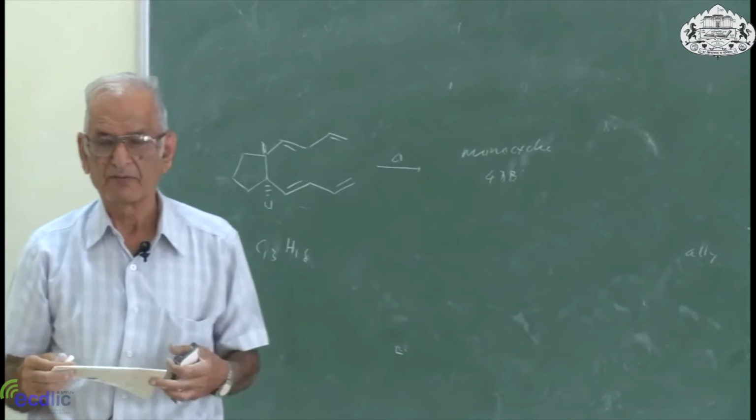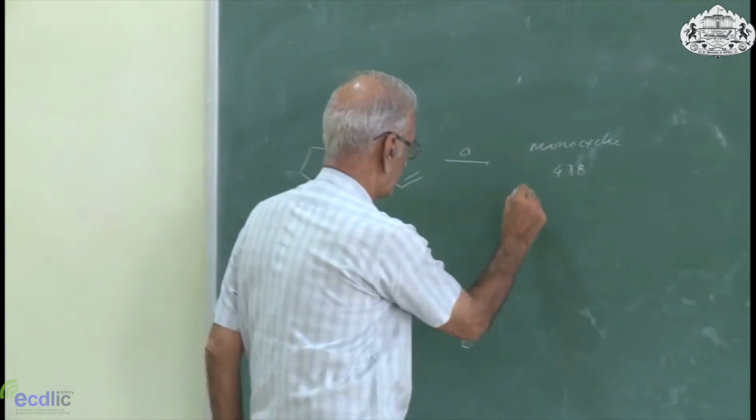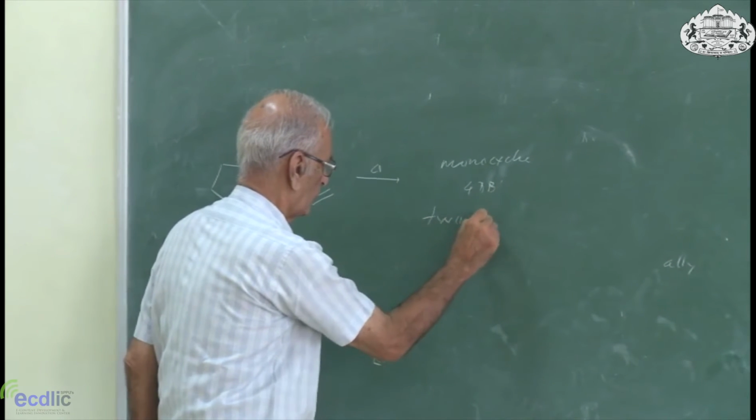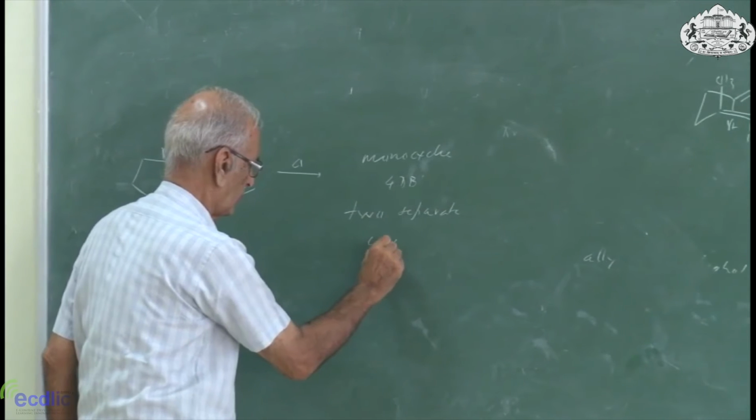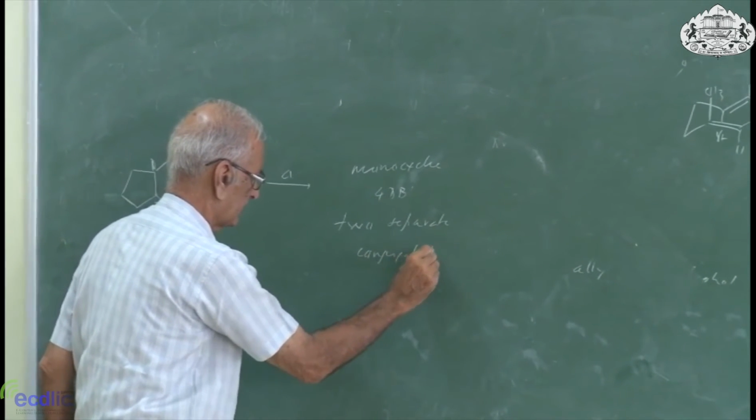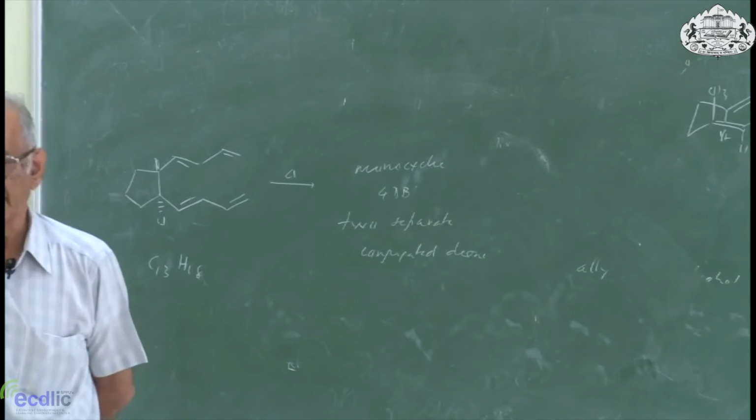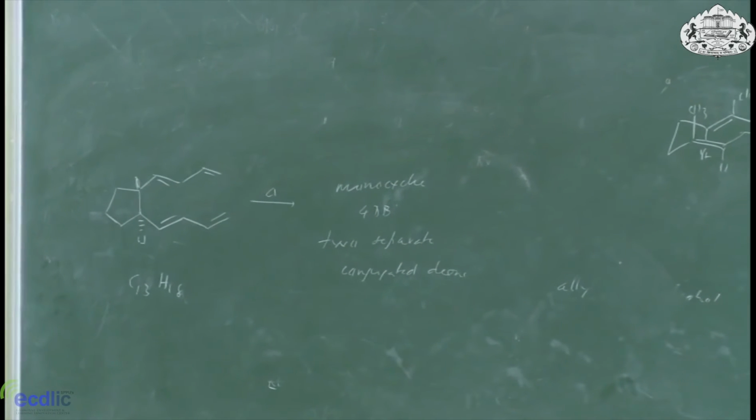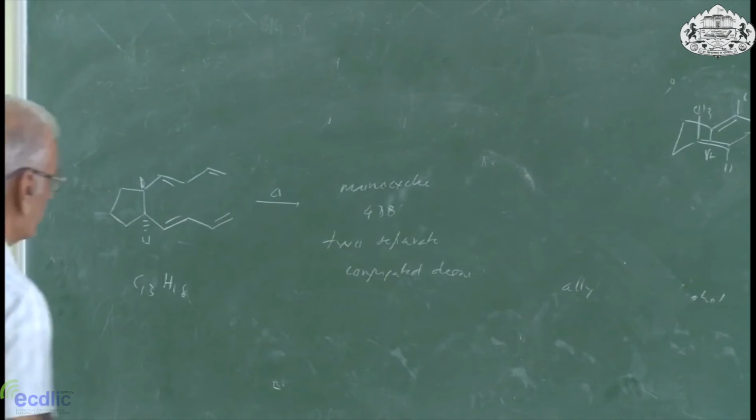Monocyclic with 4 double bonds. 2 separate conjugated dienes. Starting material is monocyclic with 4 double bonds. Product is monocyclic with 4 double bonds. Therefore, it must be sigmatropic.